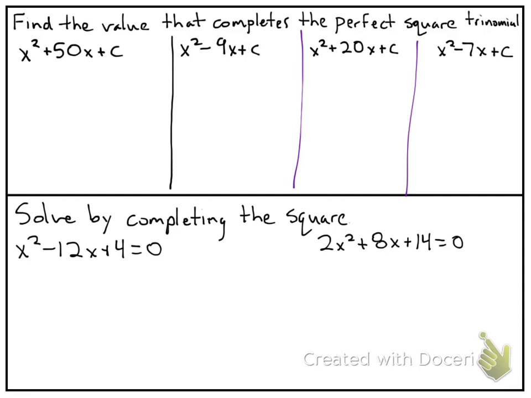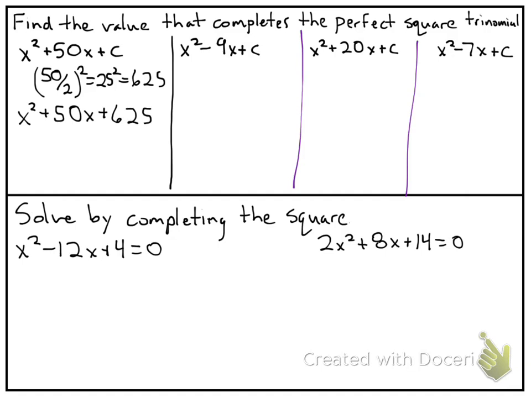First we need to figure out the value that completes the perfect square trinomial. This is going to be the b value divided by 2, squared. So 50 over 2 squared is going to be 25 squared, or 625. If I put that in for c, I now have x squared plus 50x plus 625, which factors, because 25 times 25 is 625 and 25 plus 25 is 50, to be (x plus 25) squared.